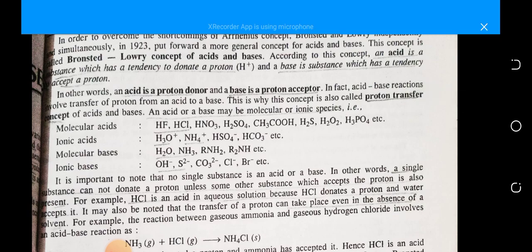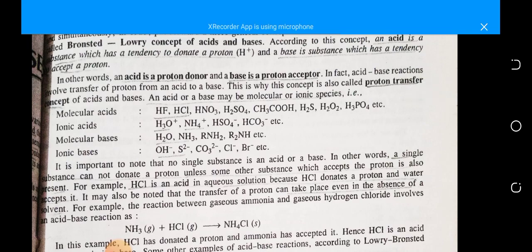Molecular acids: HF, HCl, HNO3, H2SO4, CH3COOH, H2S, H2O2, H3PO4, etc. Ionic acids: hydronium ion, ammonium ion, HSO4-, HCO3-, etc. Molecular bases: H2O, NH3, RNH2, R2NH, etc. Ionic bases: OH-, S2-, CO3 2-, Cl-, Br-, etc.